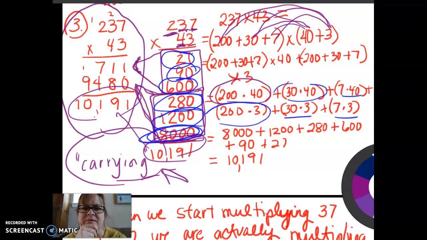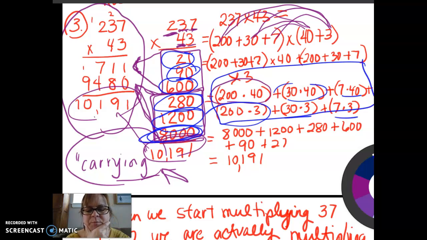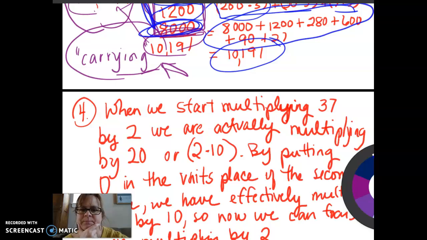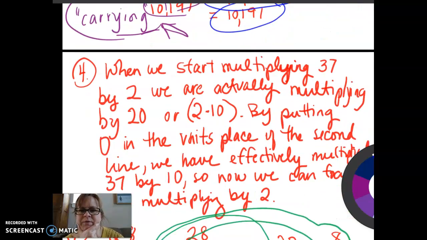And our 7 times 3, that's our 21. So I hope you see how slick that is, that the partial products show up in our expanded form. And if we're really careful, we can see how they're combined and sort of disguised in our standard algorithm. So then, of course, we end up with all of those partial products added together to get the same final answer.